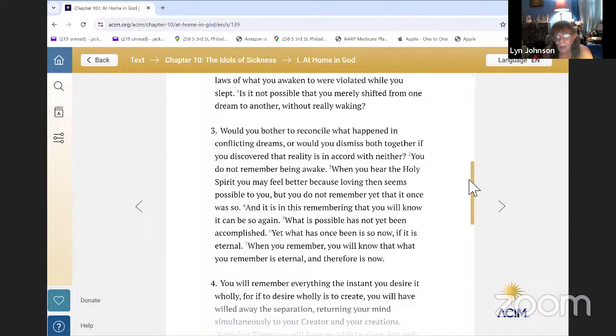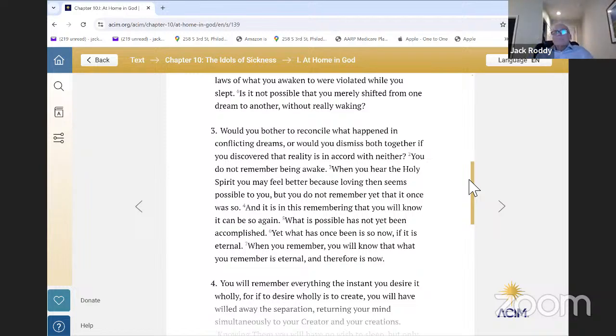When you remember, you will know that what you remember is eternal and therefore is now. And of course, how many of our lessons say these words? Let me remember, let me remember, remember. And I always think of that beautiful statement in the manual for teachers, in the clarification of terms, that says Jesus was a man who saw the face of Christ in everyone he saw, and so he remembered God and became associated with the Christ. So that's it. To remember God, you know, Christ is everywhere. Yeah.